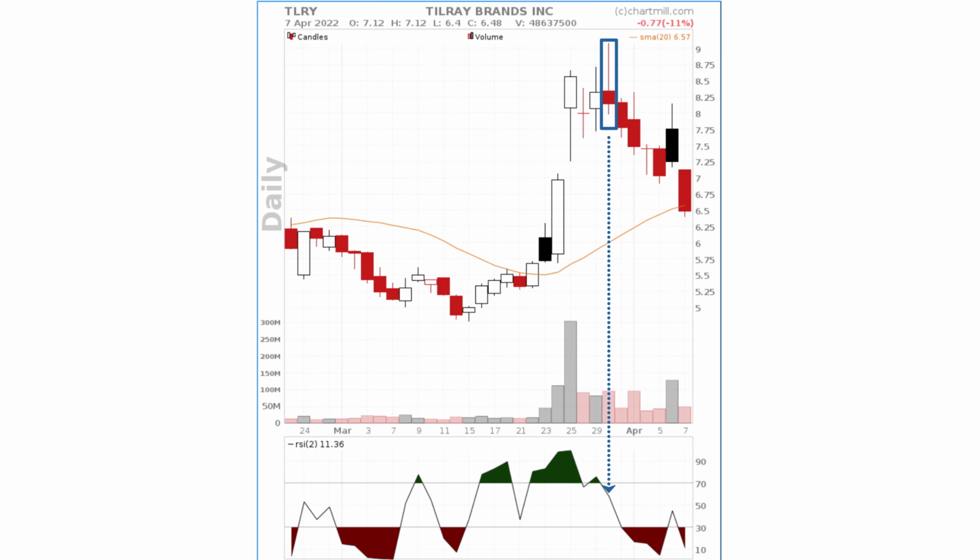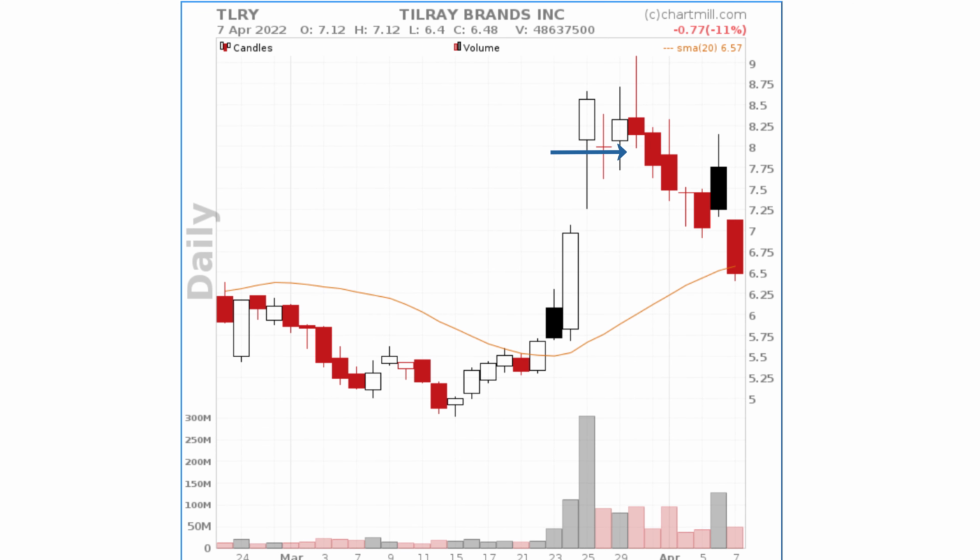A modified short entry just below the low of this doji candle with a stop loss above the high was definitely a setup to consider in the context of this mean reversion strategy. The position was never compromised in the process, and the SMA 20 was finally reached on the date of April 7.